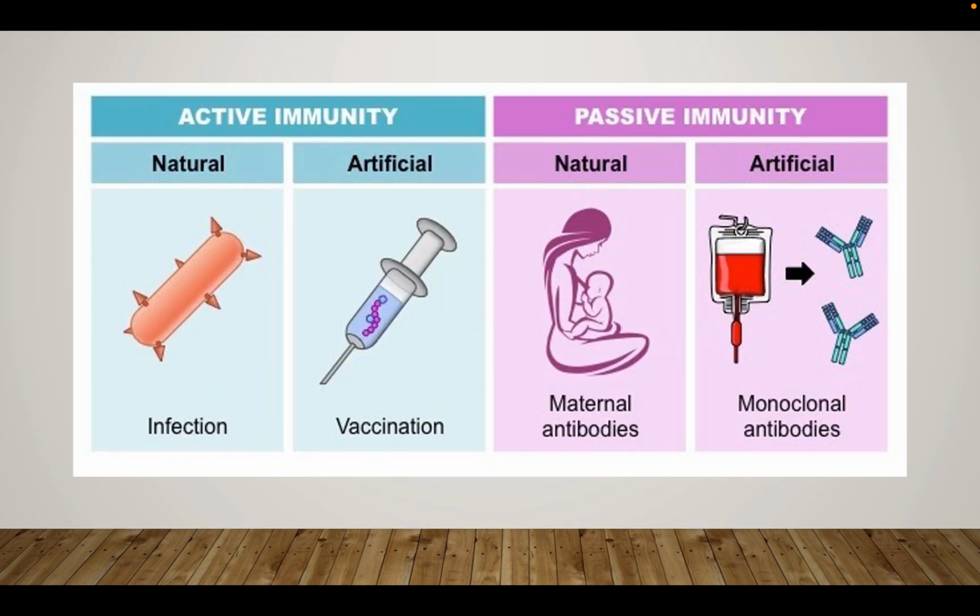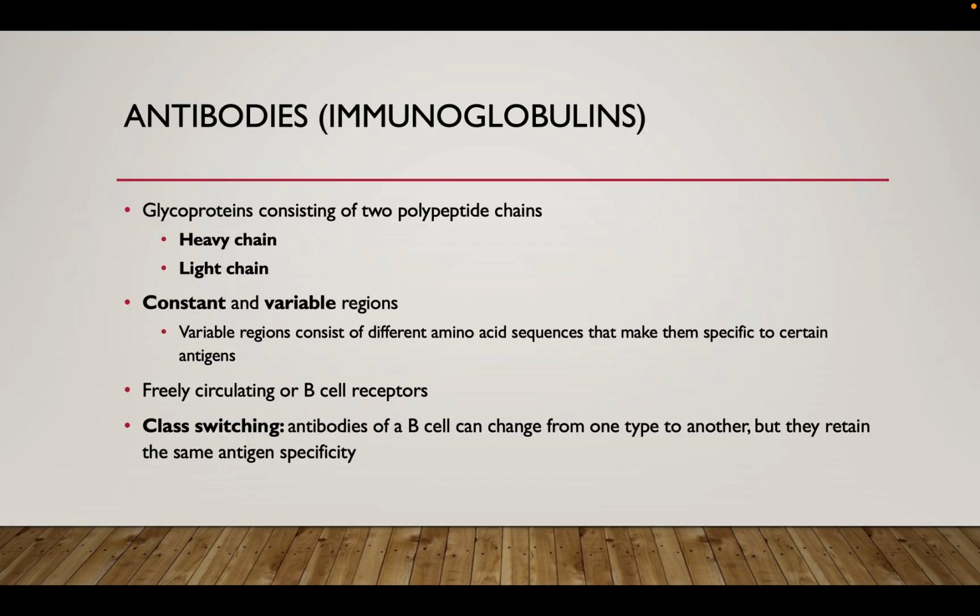So here you can see our variations. Natural active is going to be an infection. Artificial active will be a vaccine, maybe something like the COVID vaccine. For natural passive, it's the passing of antibodies between the mother and her baby. And then artificial passive, you just get antibody therapy, so antibodies are directly administered into your bloodstream.